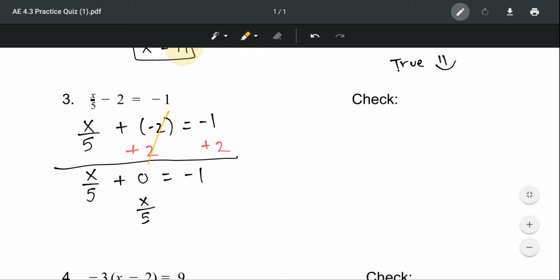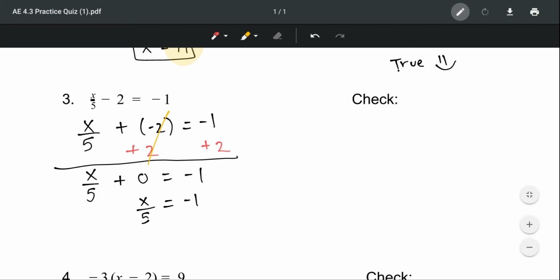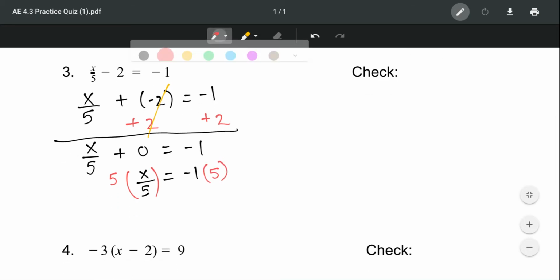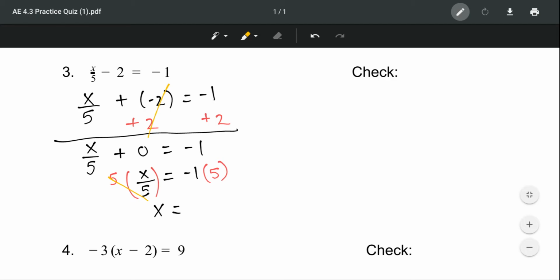So x over 5 equals negative 1. Now you want to multiply both sides by the number underneath the variable, which is 5. So multiply both sides by 5. So on the left side, your 5's would cancel out, and you'll be left with x equals, on the right side, negative 1 times 5 is negative 5. So x equals negative 5.